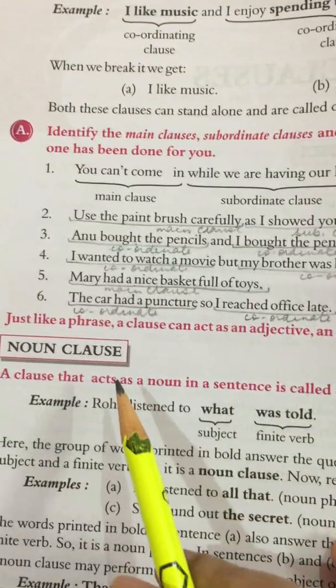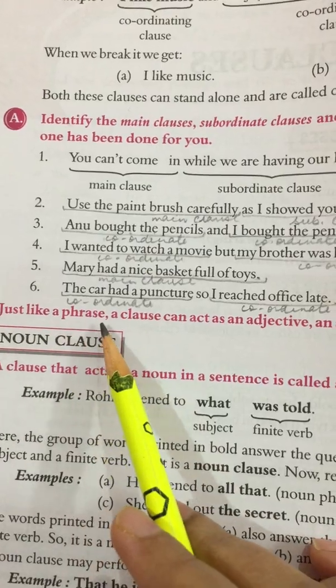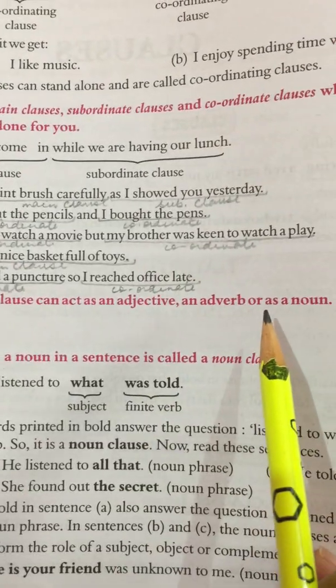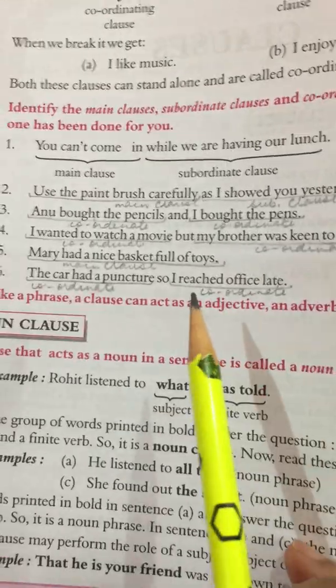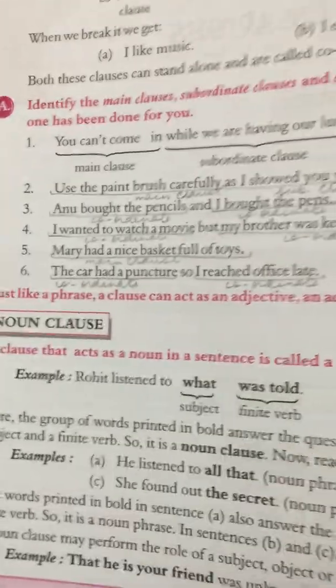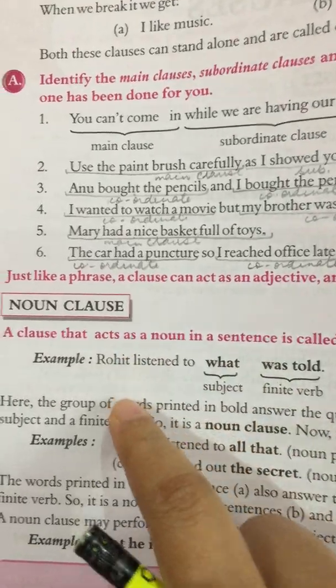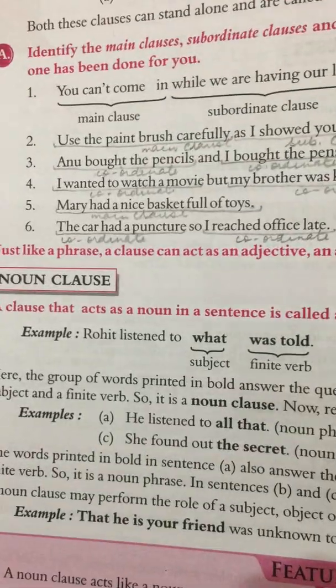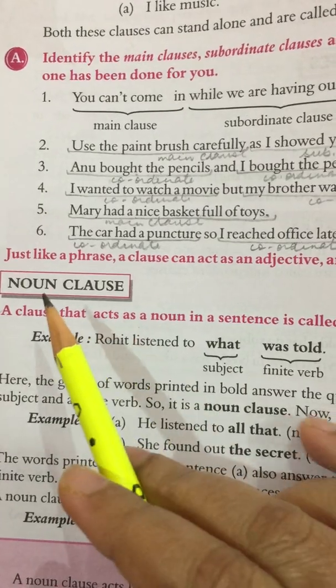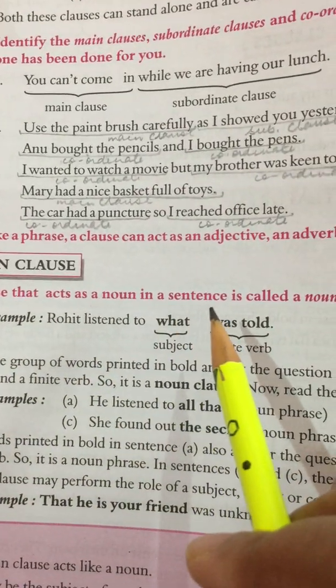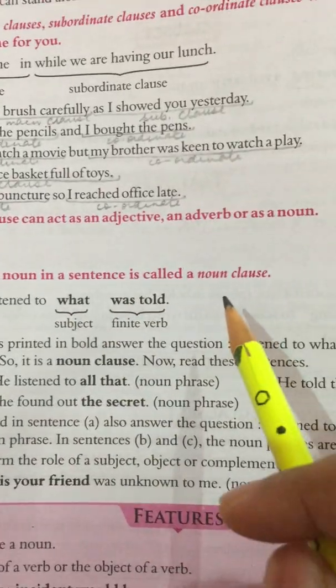Now come to the types of clauses. Just like a phrase, a clause can act as an adjective, an adverb or a noun. Phrases we have already learned in the first chapter. Now we will learn about different types of clauses. The first one is the noun clause. A clause that acts as a noun in a sentence is called a noun clause.